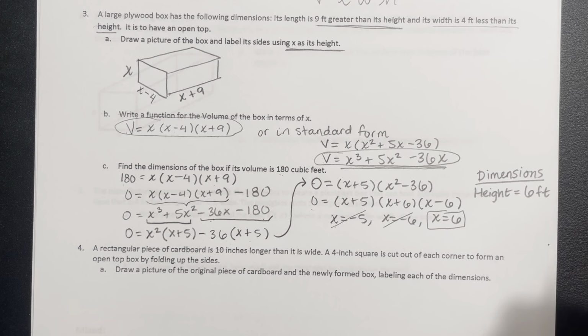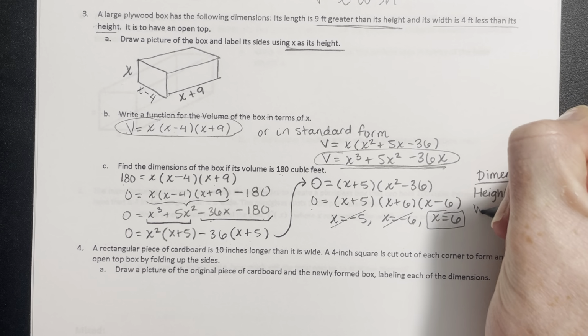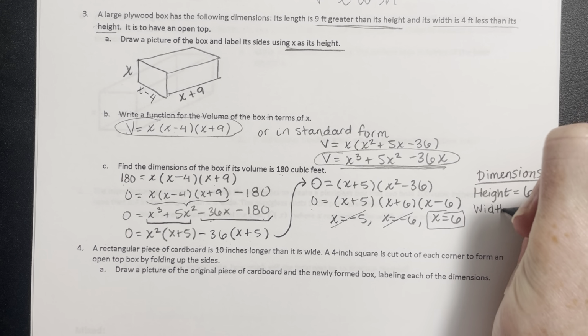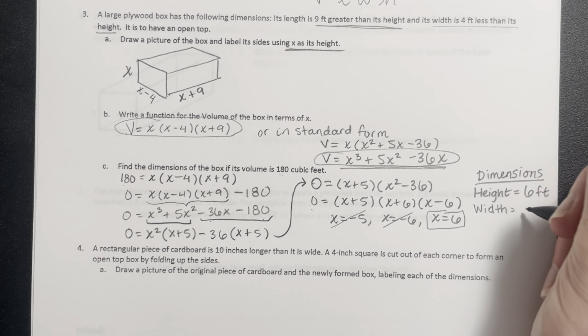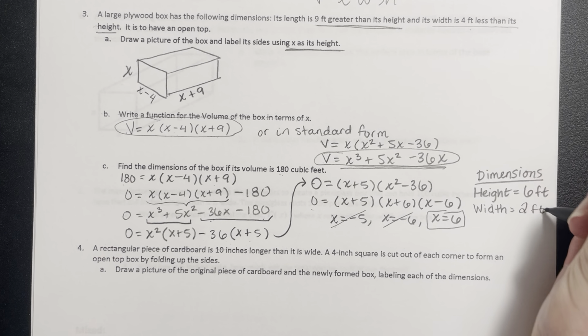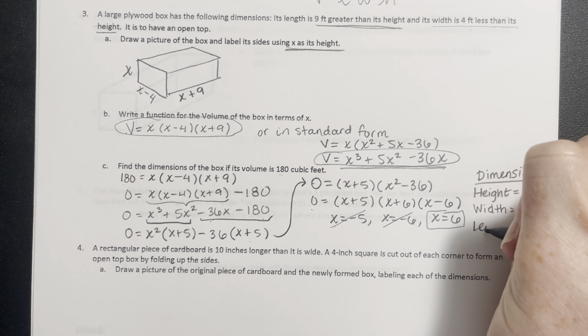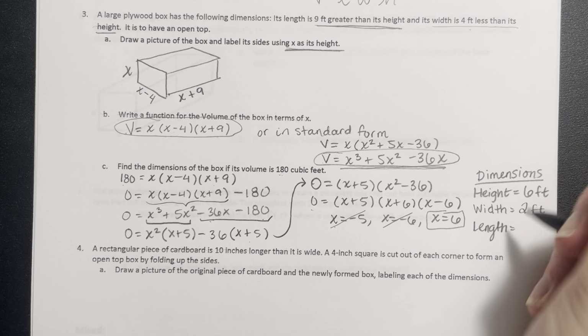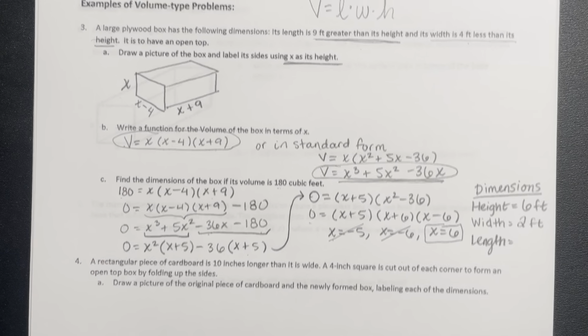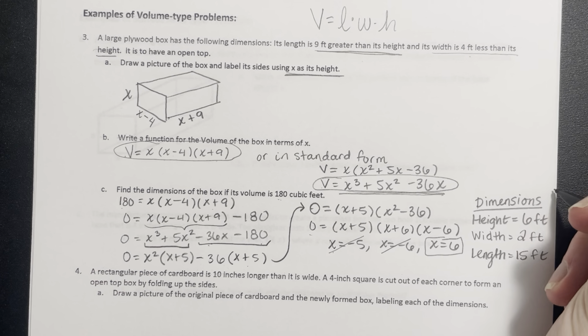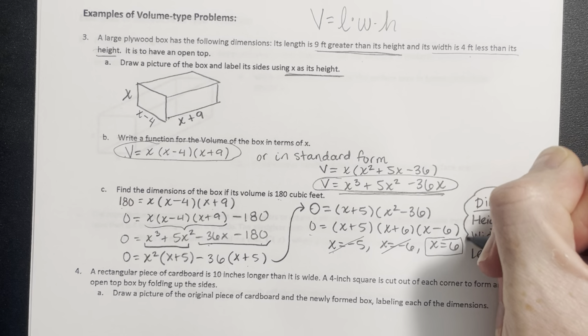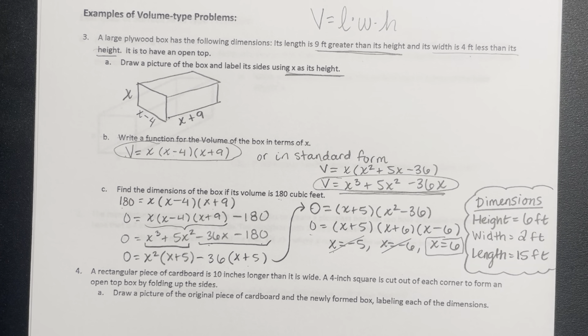All right, so then we need the width and the length. We know that the width is 4 feet less than the height, so that would make that width 2 feet. And the length was 9 feet greater than the height, so the length would be 15 feet. Now we have the actual dimensions for this box.